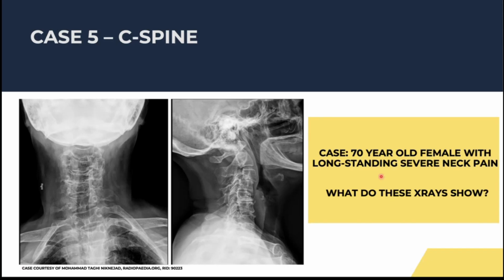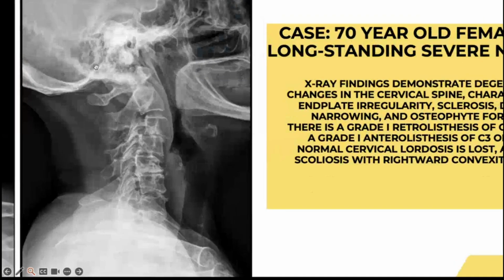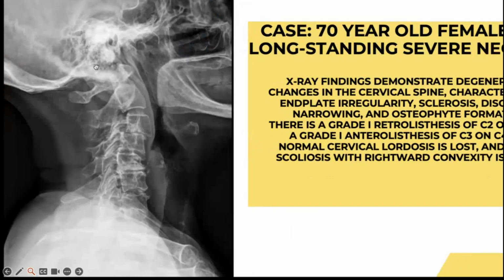So when looking at it like that, these actually demonstrate that there's some degenerative changes in the cervical spine, and these can be characterized by the end plate irregularity. So there's sclerosis, there's disc space narrowing, and there's osteophyte formations. So looking a bit closer, you can see that there is a grade 1 retrolisthesis of C2 on C3.